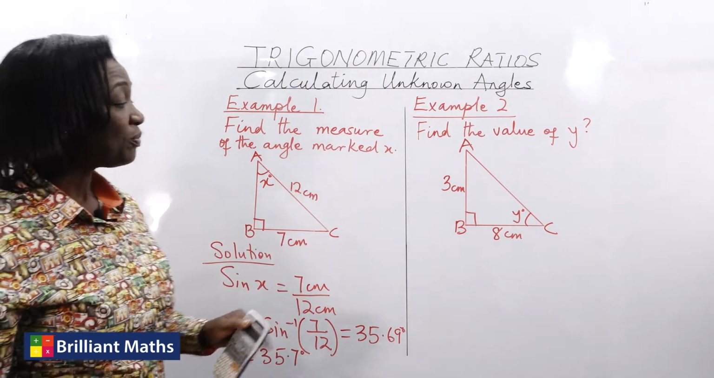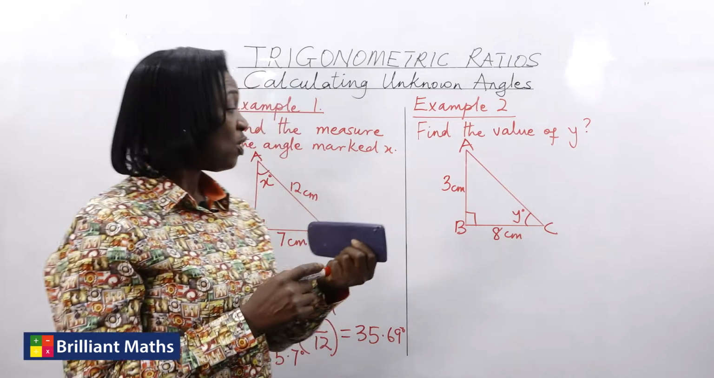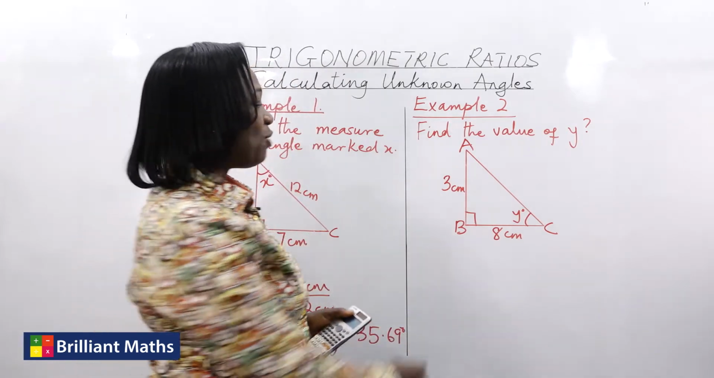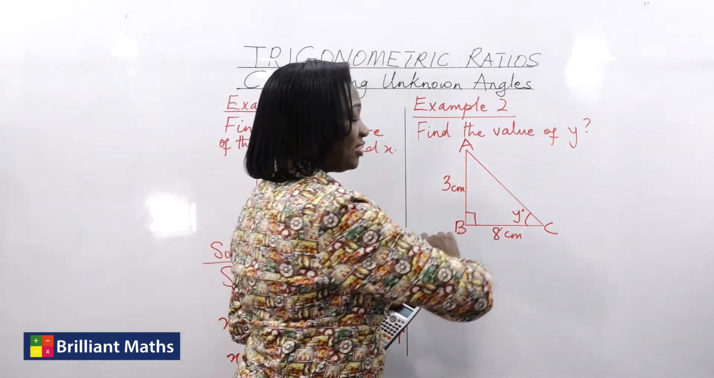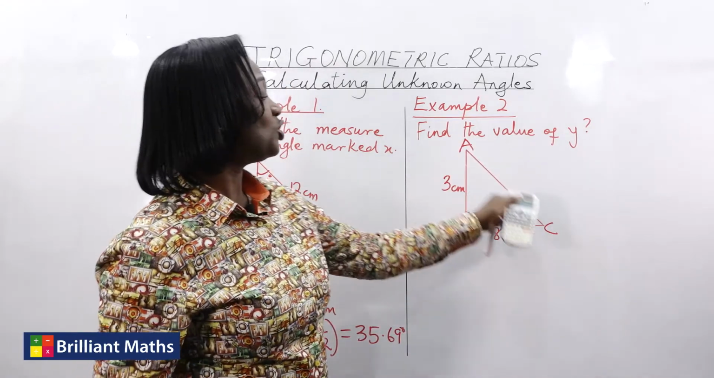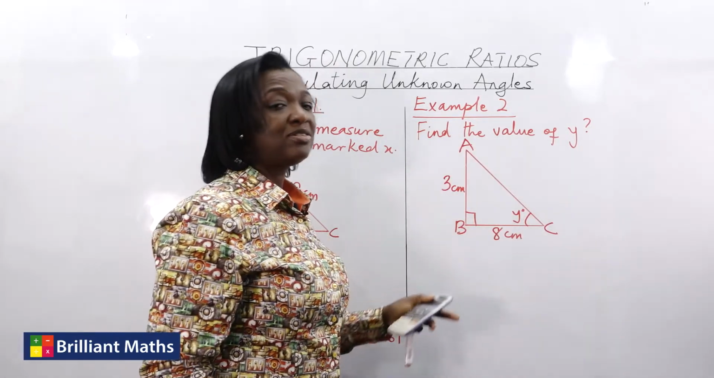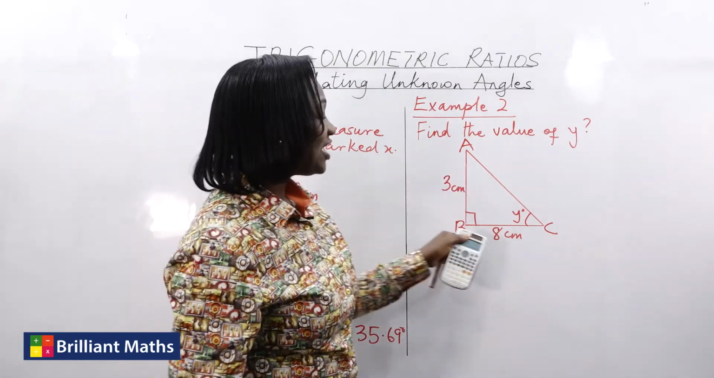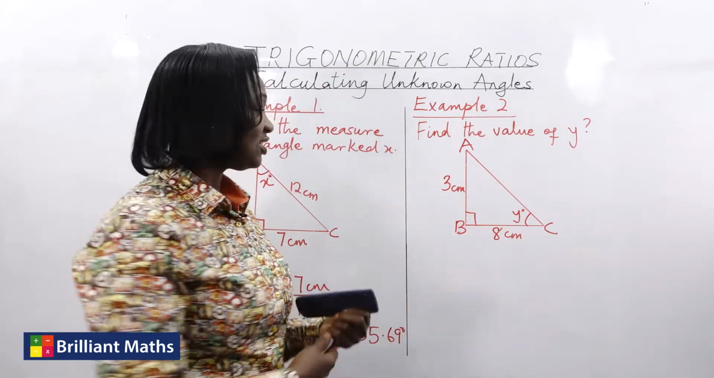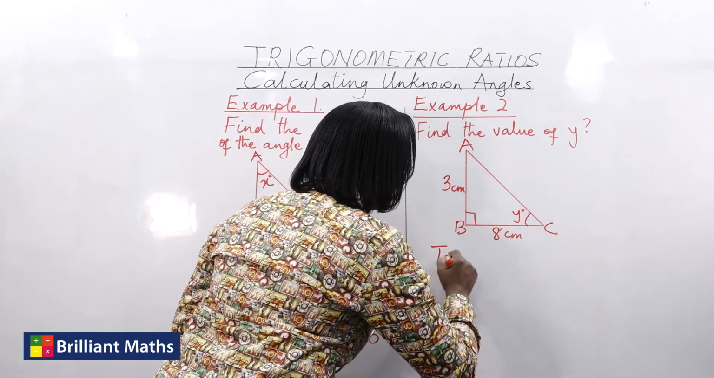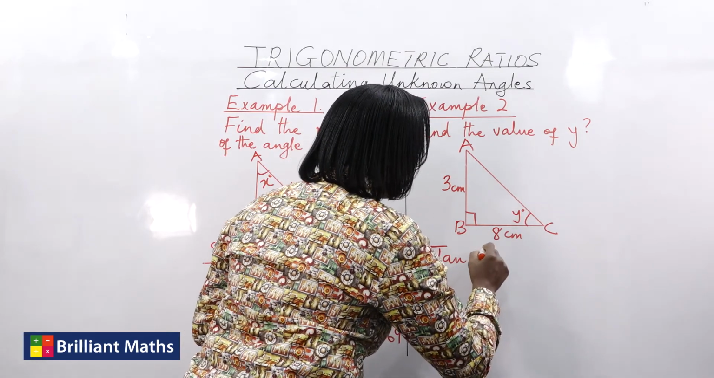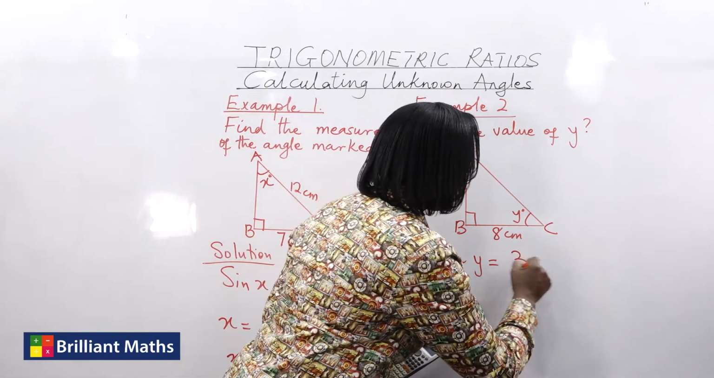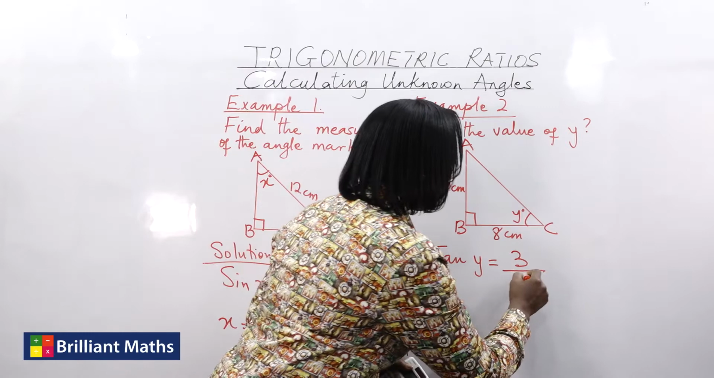So in example 2, what ratio are we supposed to use? The angle y is the angle we're finding, and we have the opposite and the adjacent. We don't have anything to do with the hypotenuse, so the sine ratio and the cosine ratio are out. Opposite and adjacent is related to tangent. So we're finding the tan of y. So tan y is equal to the opposite, which is 3 centimeters, over the adjacent, which is 8.